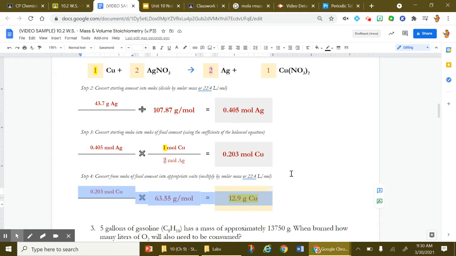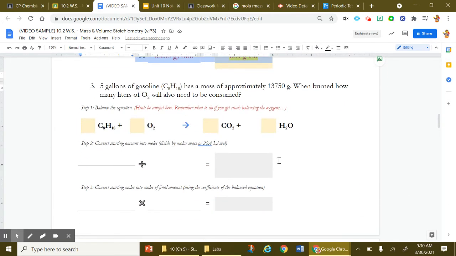Okay, here we go. Last sample problem. You have 5 gallons of gasoline. It has a mass of 13,750 grams. When burned, how many liters of oxygen gas will also need to be consumed?